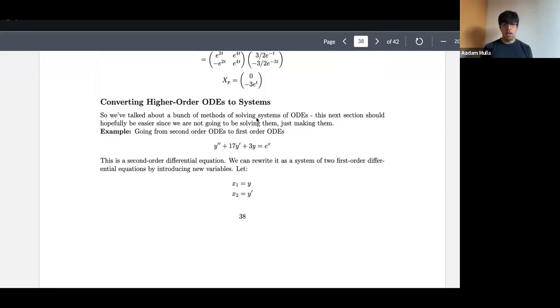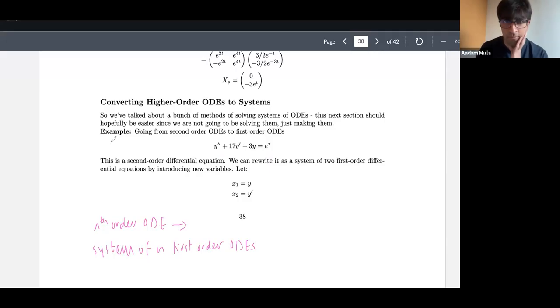Everything we were doing before has been solving differential equations, solving ODEs. Now let's do something a little bit easier. Let's take a higher order ODE, like here a second order ODE, and write it as two first order differential equations as a system. The idea is that an nth order ODE can be rewritten as a system of n first order differential equations. Okay, right here, let's do this one.